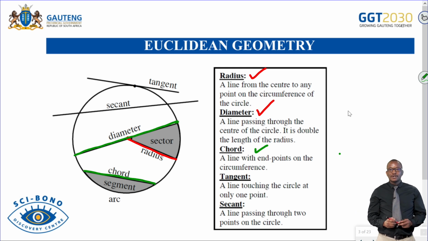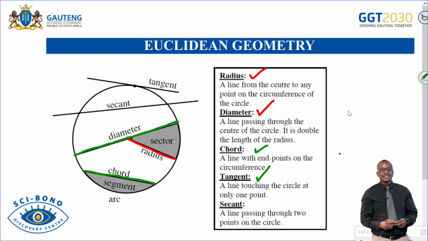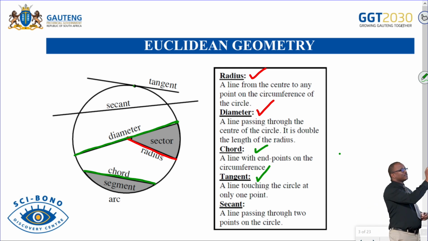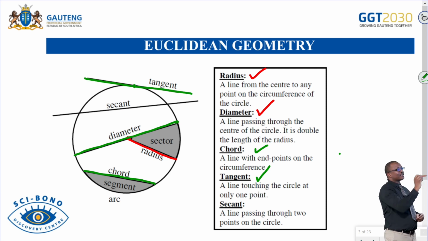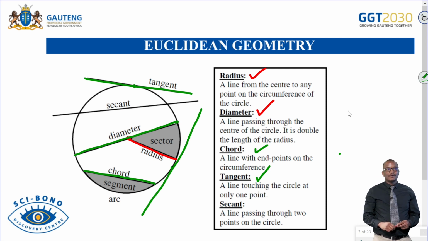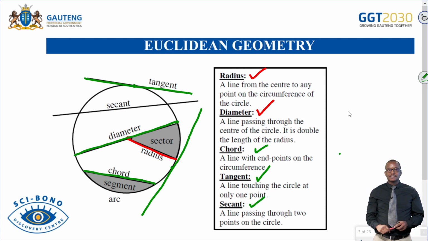So we have what we call a tangent. A tangent is a line touching the circle at any one point. Here we have a point and a line that is touching a circle at that point. A line that is touching a circle at one point, we call a tangent. Sorry, I said diameter, it's a tangent. Correct. So now we also have what we call a secant.